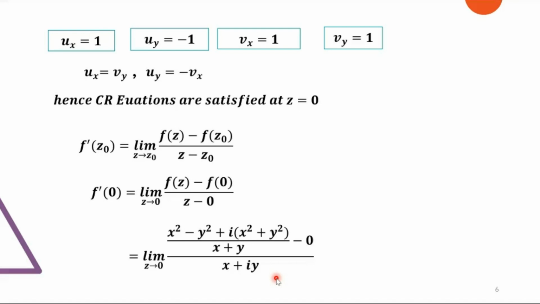Maybe we can simplify further, bring this x plus y to the denominator. Okay? Now what do we have to prove? f dash of 0 does not exist. So we have to prove that this limit is not unique. As z approaches 0 along any path, if the value is different for different paths or different curves, then f dash of 0 does not exist.